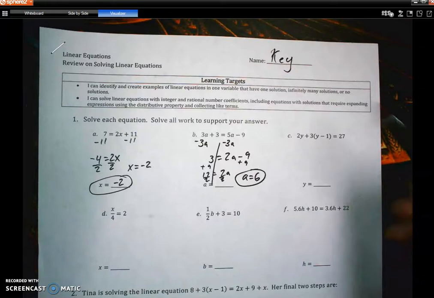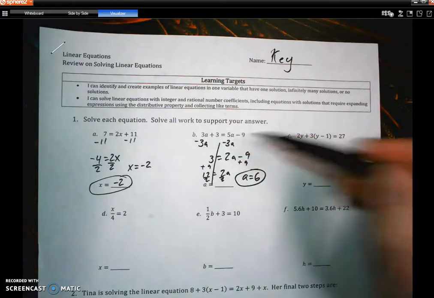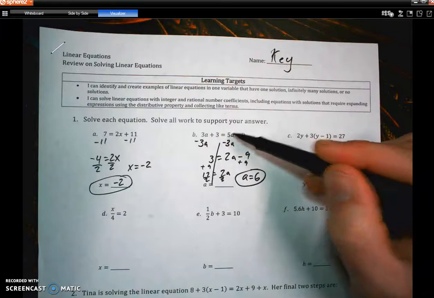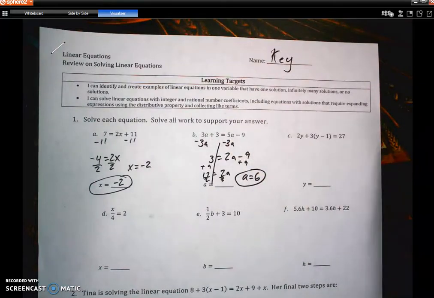And you can always check it. 3 times 6 is 18. 18 plus 3 is 21. 5 times 6 is 30. 30 minus 9 is 21. 21 equals 21. It works.